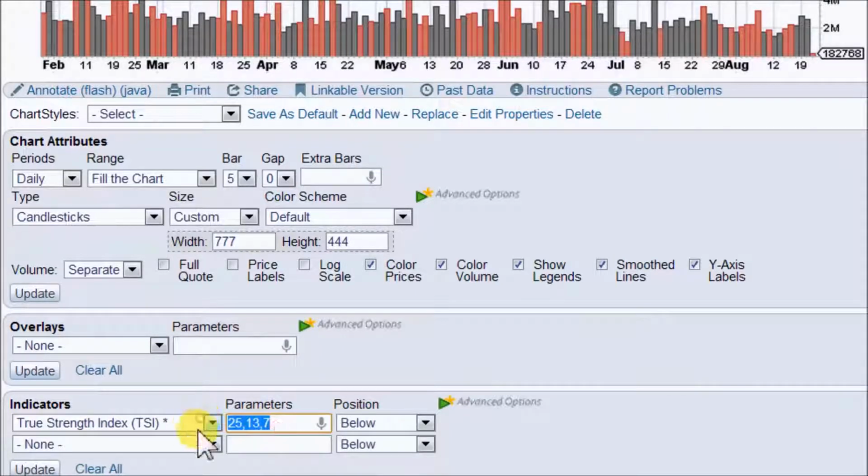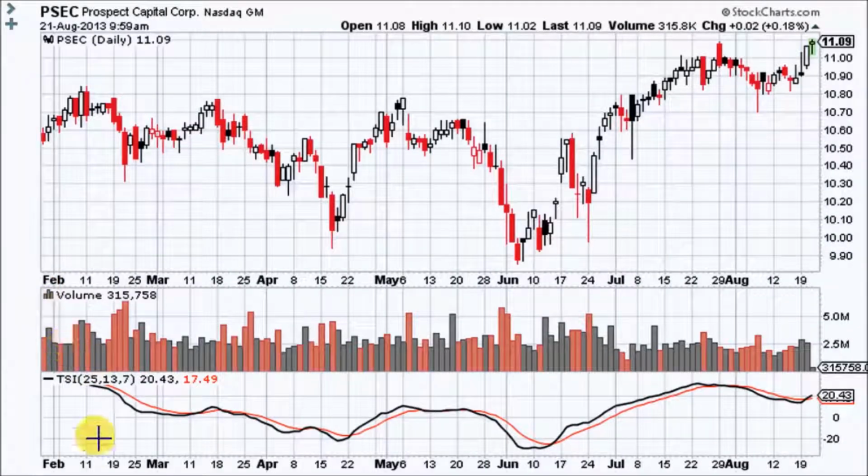Standard settings are 25, 13, 7. If you would like quicker reactions and a more jagged line, you could try using 13, 7, 7. Or if you're a long-term trader using daily, weekly, or monthly charts, a setting of 40, 20, 7 is recommended. Let's go ahead and click Update and take a look at the True Strength Index, or TSI, at the standard settings of 25, 13, and 7.